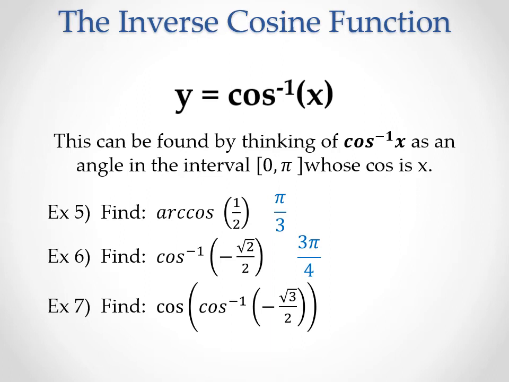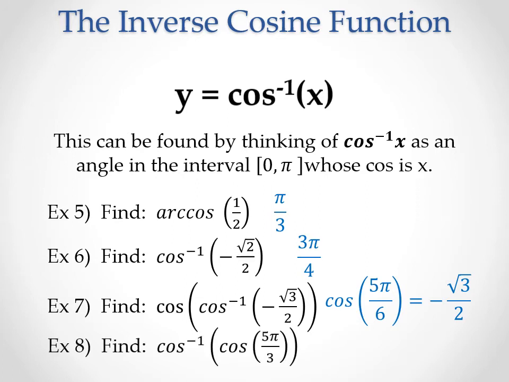Think about which quadrant we're in and what the angle has to be. So concentrate on the inverse cosine of negative square root of 3 over 2. So that means we are in the second quadrant. Square root of 3 over 2 gives us a reference angle of 30 degrees. So we should be at something like 5 pi over 6. And so basically we're looking for the cosine of 5 pi over 6. And that indeed is negative square root of 3 over 2. But again, you're not always going to end with the same thing you started with in this composition.